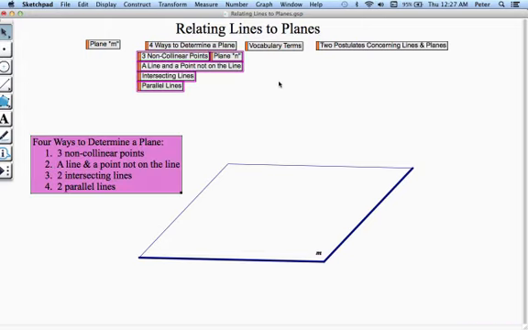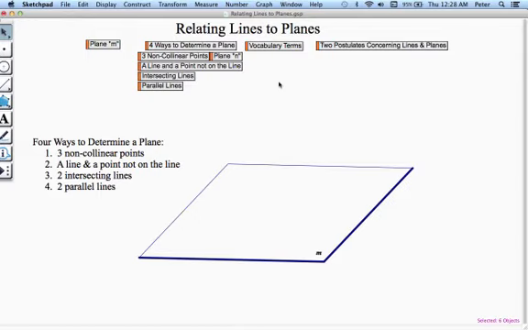So there are 4 ways to determine a plane. The first is through 3 non-collinear points. Now, don't get non-collinear and non-coplanar confused. Non-collinear refers to 3 points that are all not on the same line, such as A, B, and C. Of course, AC would be on a line, or AB, but not all 3. If you come up with those 3 points, they can only determine one plane, and that will be plane M.